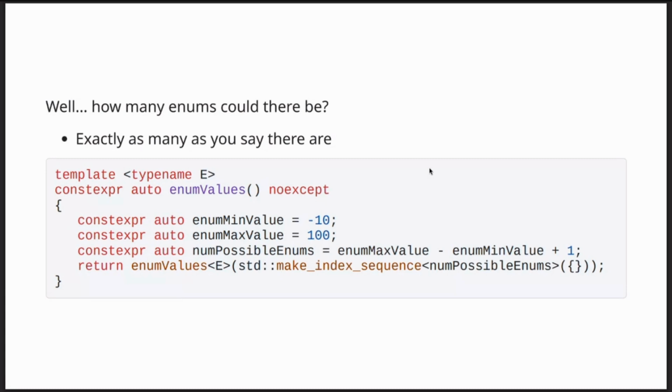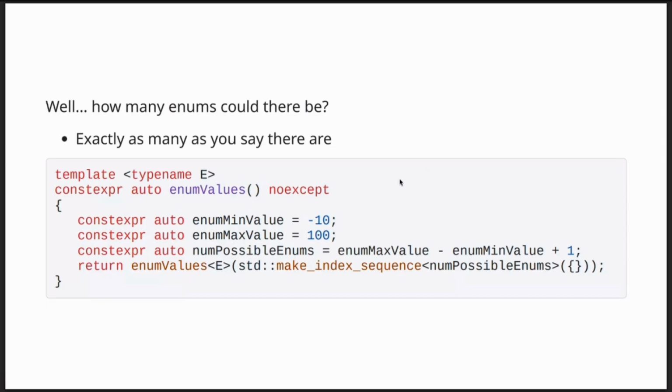And so this is definitely more of an application-specific limit. But so now we're going to do this standard make index sequence for the number of possible enums that we've determined. Now, standard index sequence is something that puzzled me very much for quite a while.